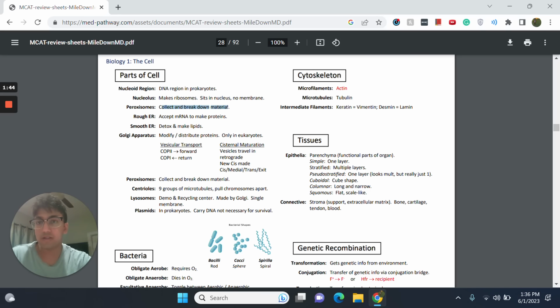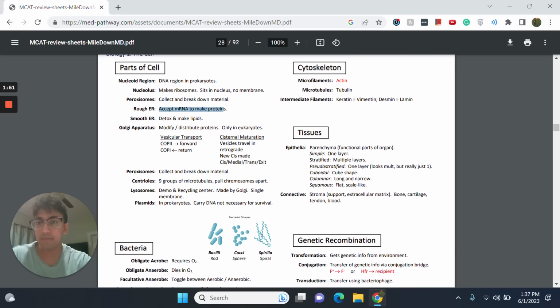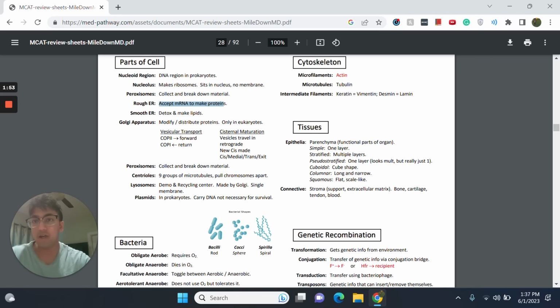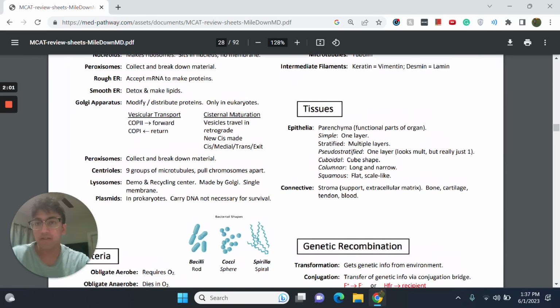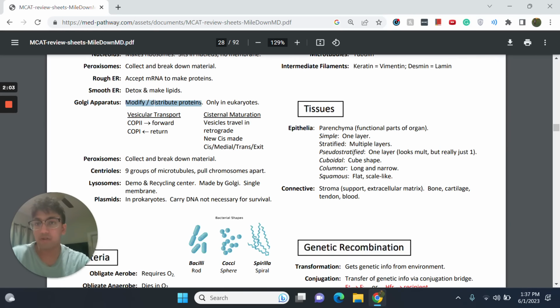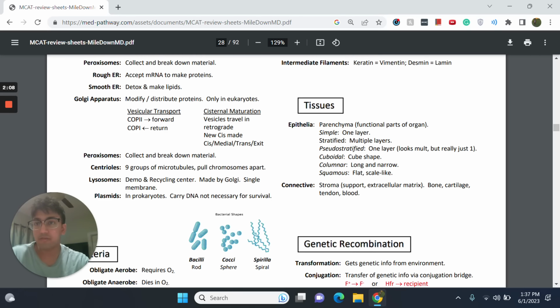Peroxisomes are things that break down materials, maybe like waste products or dangerous materials. Rough ER is responsible for accepting mRNA to make proteins, like we just mentioned. They're rough because they're studded with these ribosomes. Smooth ER are responsible for detoxing and making lipids. The Golgi apparatus is responsible for modifying and distributing proteins, and they're only in eukaryotes. They're like the packaging system of the cell.